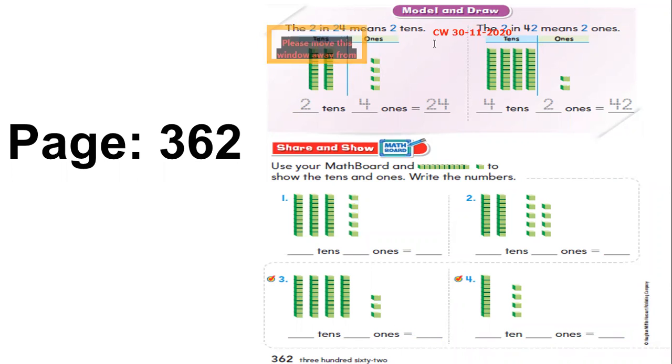So we are going to count how many models we have for the tens here. So how many do you have? 1, 2. So I'm going to write 2 tens. And 1, 2, 3, 4. Count the side of the ones and write the number as ones. So that is 4 ones. So now you have the number 24.